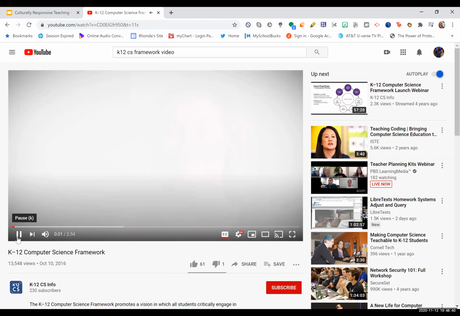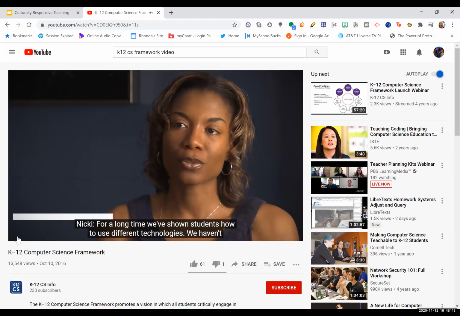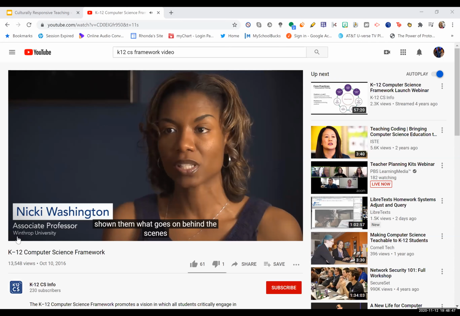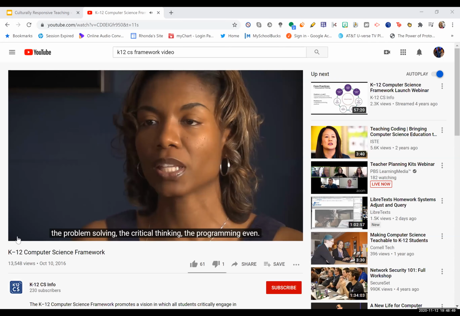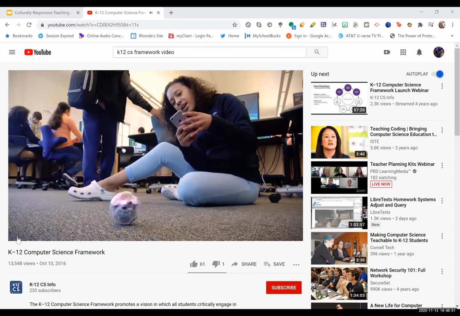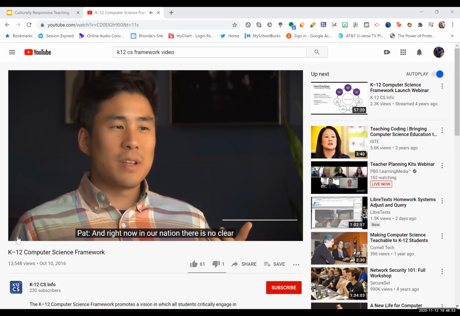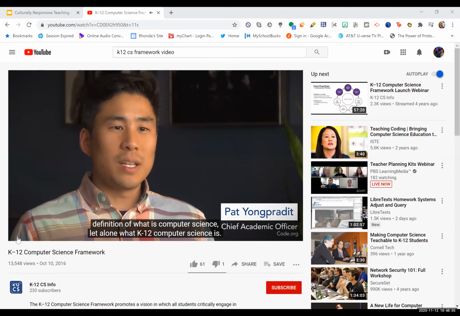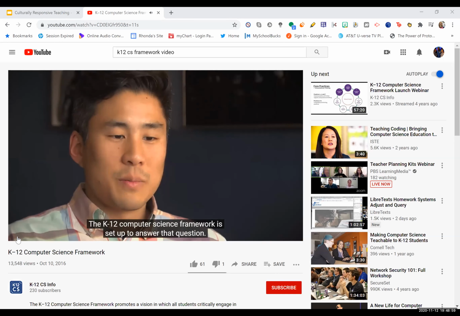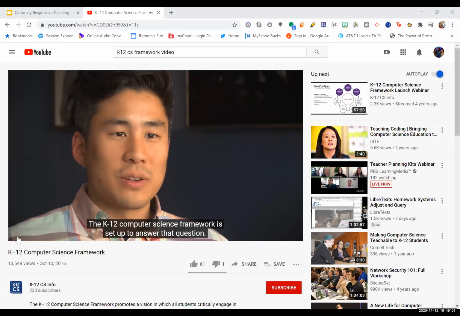For a long time, we've shown students how to use different technologies. We haven't shown them what goes on behind the scenes, the problem solving, the critical thinking, the programming even. And right now in our nation, there is no clear definition of what is computer science, let alone what K-12 computer science is. The K-12 computer science framework is set up to answer that question.